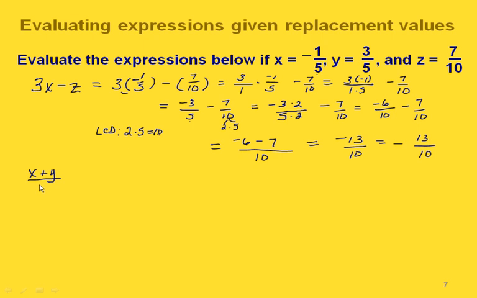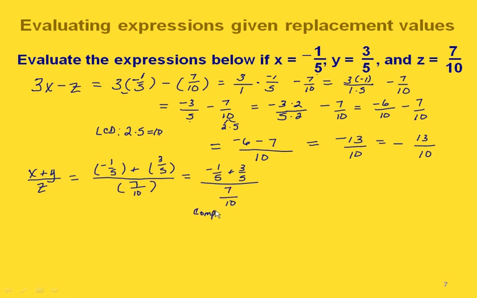Let's evaluate the expression x plus y over z. We're replacing the x with negative 1/5, the y with 3/5, and the z with 7/10. And if we write this without the parentheses, notice what we have here. Since we have fractions in the numerator and the denominator, that makes this a complex fraction. And if we remember our order of operations, we have to simplify in the numerator because the fraction bar counts as a grouping symbol.